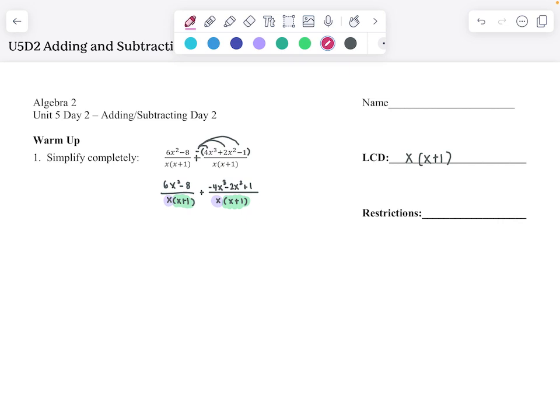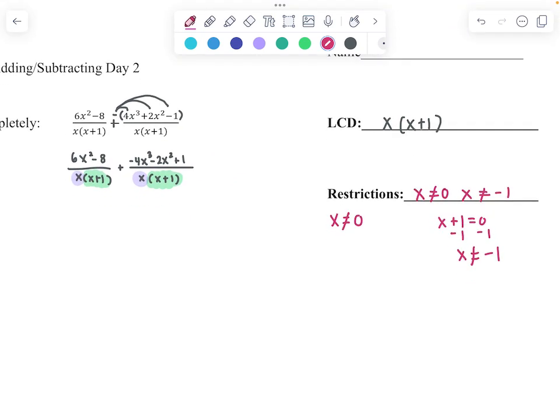For our restrictions, you set each factor equal to 0 to figure out what it cannot equal, because that makes the denominator 0. So x cannot equal 0, and x cannot equal -1. Now, if they have common denominators, which they both have the same thing, we can now put them all over the same denominator and combine the like terms. So go ahead, try and combine your like terms.